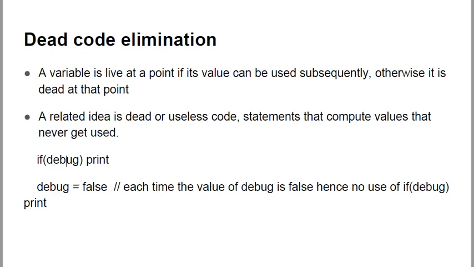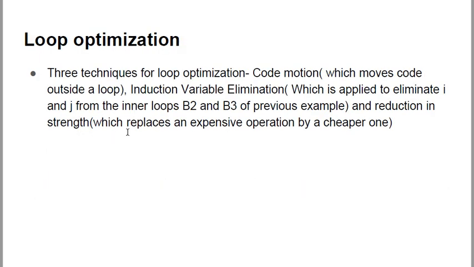Okay, so moving on to our next transformation, which is loop optimization. Loops are very important places for optimizations, especially the inner loops, where programs tend to spend the bulk of their time, and the running time of the program may be improved if we decrease the number of instructions in an inner loop. There are three techniques for loop optimization: first is the code motion, which moves the code outside of a loop. Next is induction variable elimination, and the third is reduction in strength.